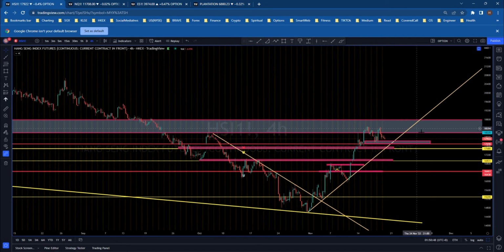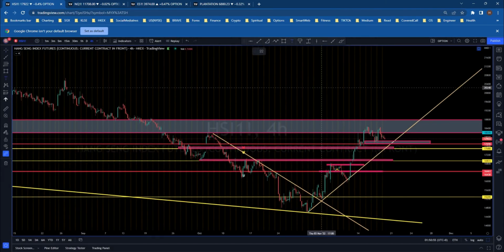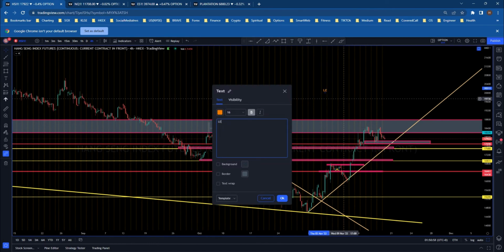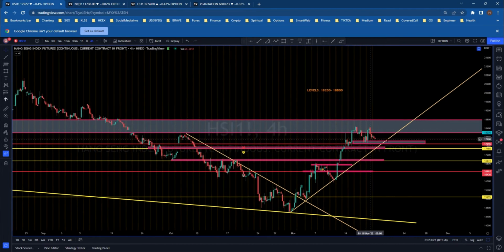For HSI, the most important thing is probably the levels. Let me write it here for the levels. Maybe if it breaks within 18200 until 1800, if it breaks beyond this, I think pretty much you're going to see a good uptrend. You just need to make sure it doesn't break this guy, 17600. If it breaks this guy, I think that's pretty dangerous.